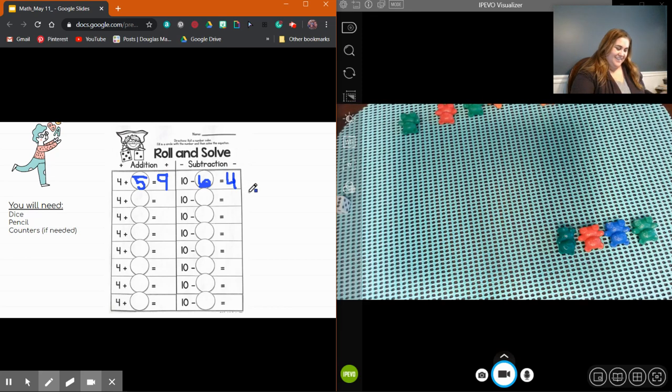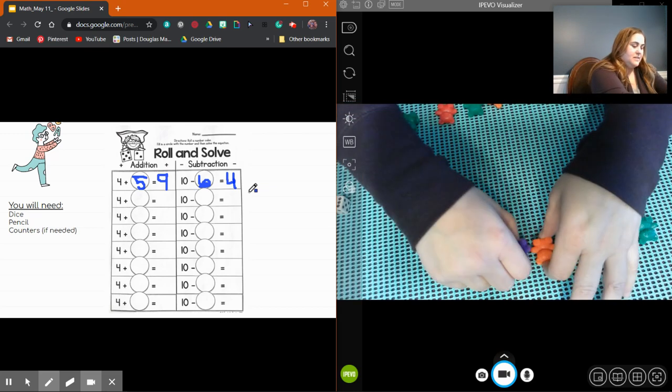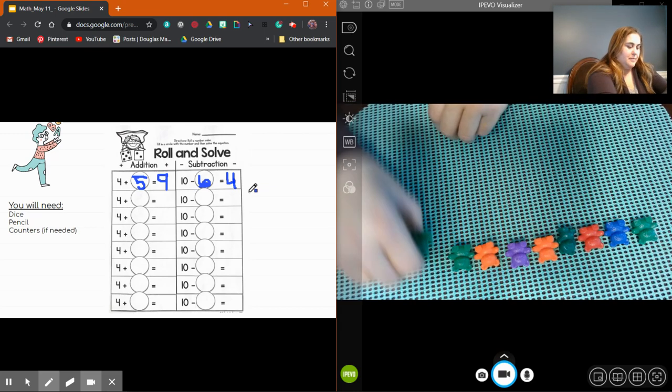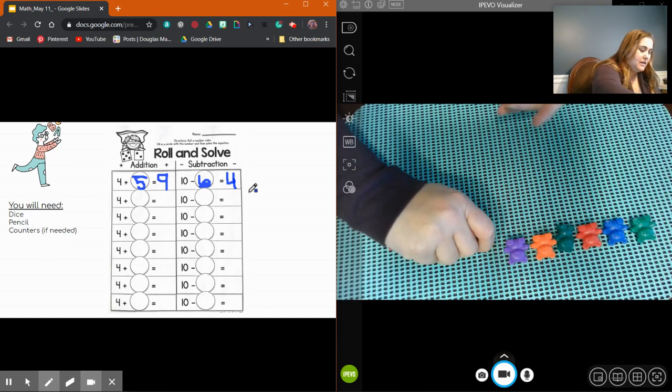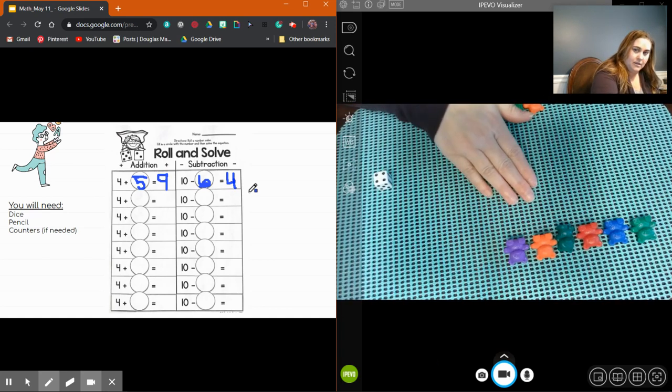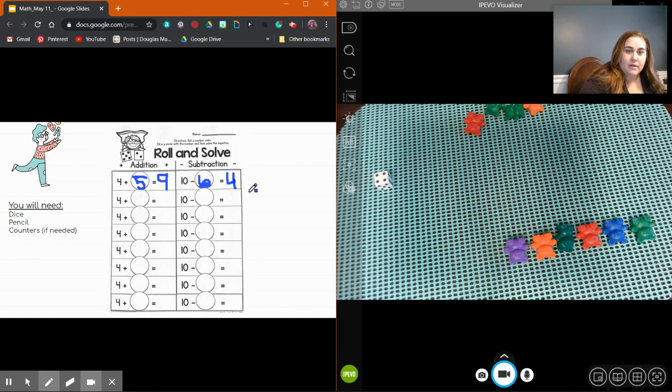All right, then if you're using the counters, you can put them all back up at the top. You roll again. I got 4, so I would take the 4 away, write the 4 in my bubble, count how many I have left from the 10, and write that number after the equals sign there. All right.